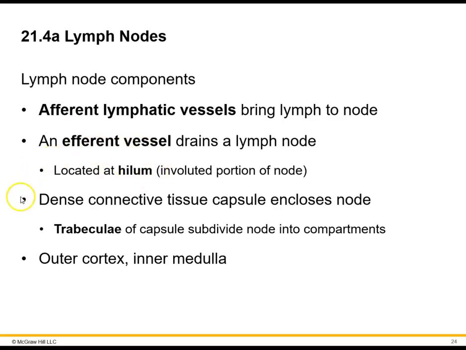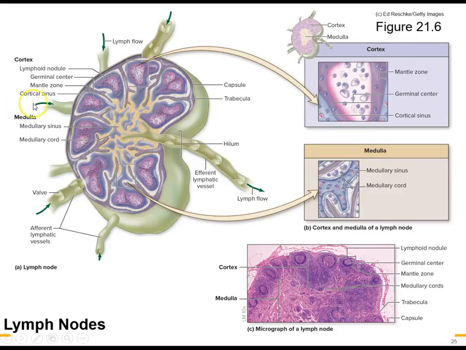It's going to have a dense connective tissue capsule enclosing it. And again, you're going to see trabeculae of that capsule subdivide the node into compartments, just like what we saw with the thymus. There's an outer cortex and an inner medulla. All right, so here are those afferent vessels bringing lymph into the node. And you can see here's the hilum, and here's the efferent vessel taking lymph out of the node.